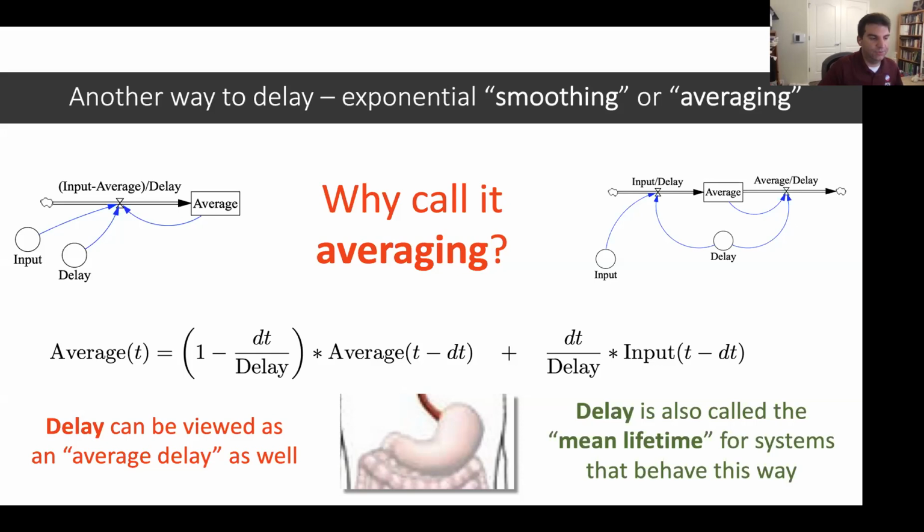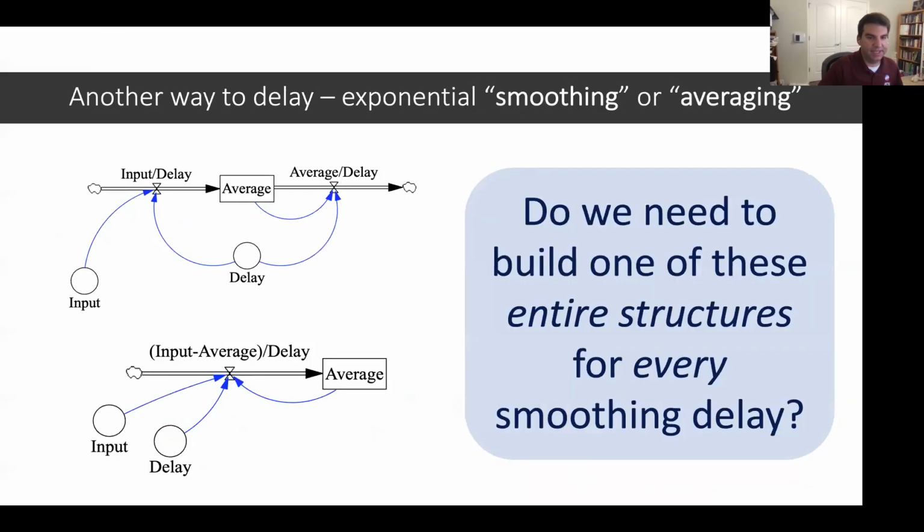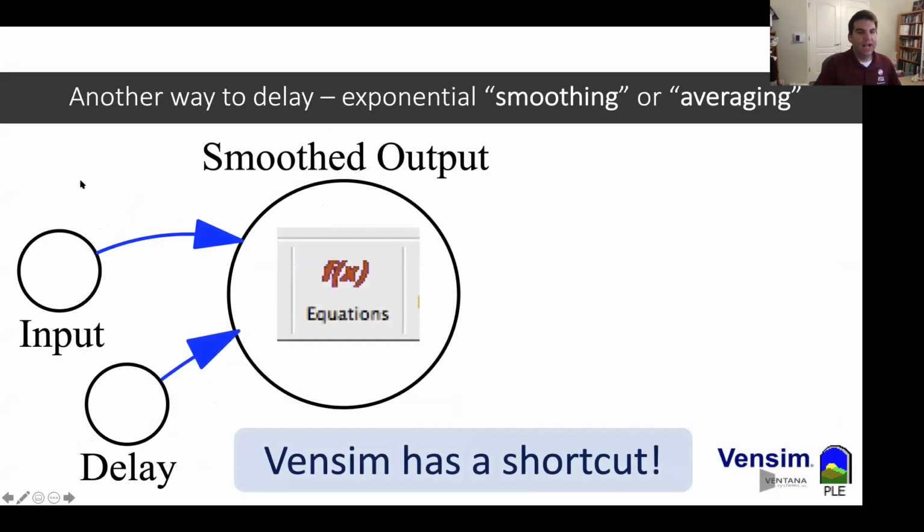So I'm going to cut to where we were before, which is back, I think it's labeled slide 51. Now this question is, do we really have to build these structures every time we want one of these smoothing delays? Fortunately not. These are so common that they've already been built for us inside Vensim and Insight Maker. Basically I can create a dynamic variable inside Vensim, and if I want that dynamic variable to be a delayed version of another dynamic variable called input, I just wire up the input into that dynamic variable.